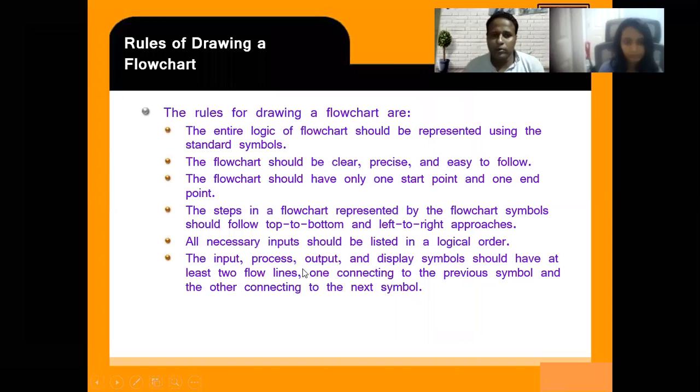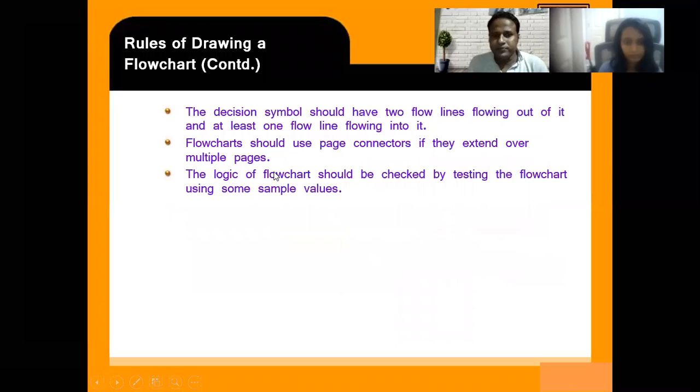The input, process, output, and display symbol should have at least two flow lines, one connecting to the previous symbol and the other connecting to the next symbol. The decision symbol should have two flow lines flowing out of it. It contains two flow lines.